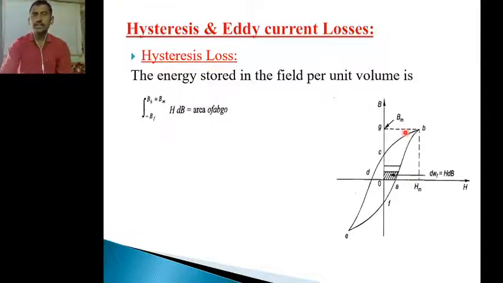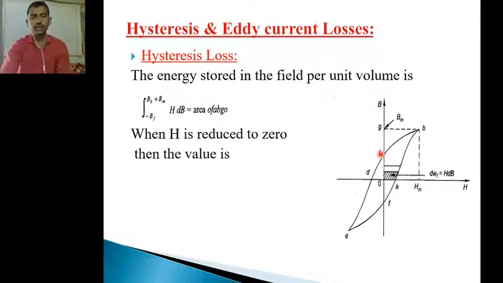Similarly, when H, the x-axis value, is reduced to 0, what happens? The energy stored in the field per unit volume is only this area, the BGC area. So we can write it in the form of a formula: when H is reduced to 0, the value is the integral from B equal to B maximum to BC.